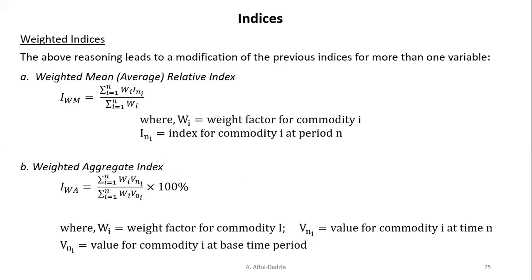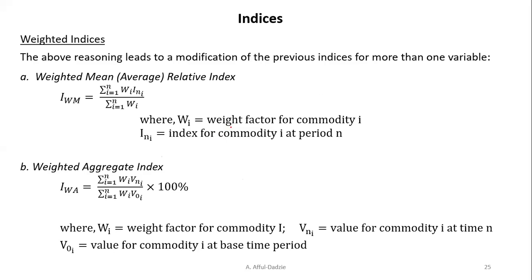Okay, so we have two weighted indices approaches. We have the weighted mean or relative index, and we also have the weighted aggregate index. We are only building on what we just saw, the relative mean index and the aggregate mean index. The only difference is now we are going to add weights to them.